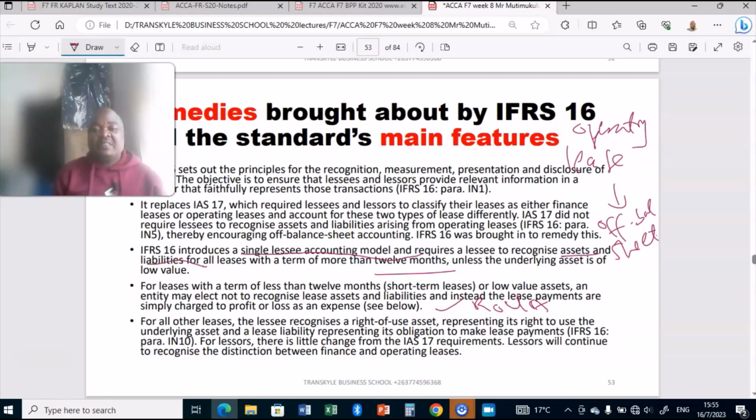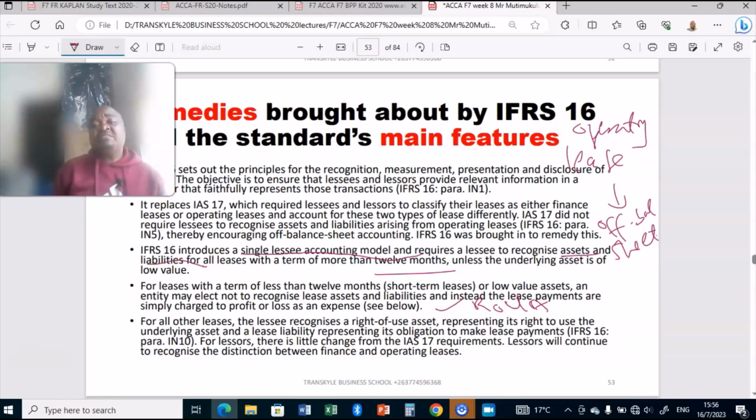For lessors, there is little change from the IAS 17 requirements. So if you are the landlord, you are still allowed to just continue recognizing either an operating lease or a finance lease. Lessors will continue to recognize the distinction between finance and operating leases.